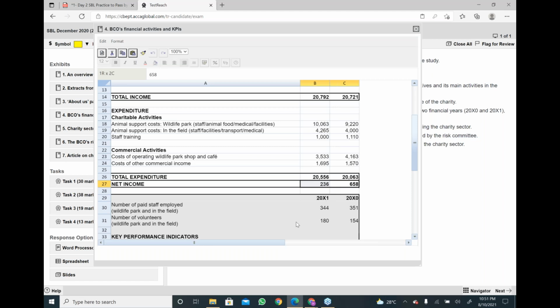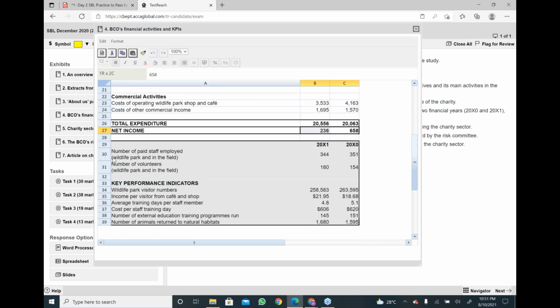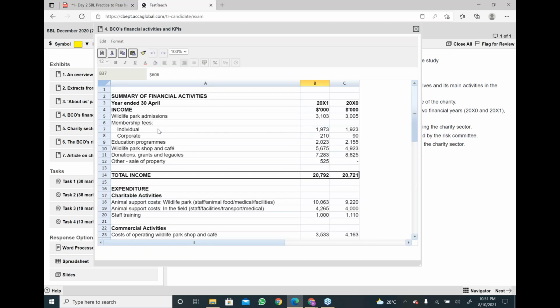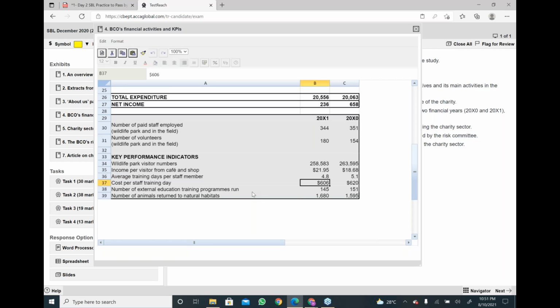Whoa, so their net income has gone down, and then there are some statistics given like number of paid staff, number of volunteers, key KPIs like number of visitors and income per visitor and cost of training. Okay, so it looks like a P&L and some KPIs.